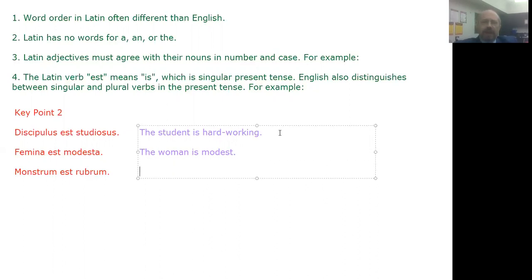Now here, I think for the first 2 adjectives, studiosus and modesta, the translations into English are fairly obvious. Then we get to rubrum. It's a little bit more difficult. The correspondence doesn't quite work here, right? But I still have monster is. And then I know, because I've done this before, that rubrum is red, right? So in Latin, the monster is red. Okay. Now, notice what's happening here, please.